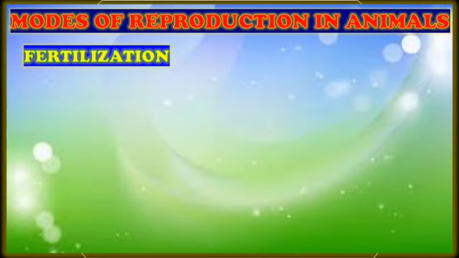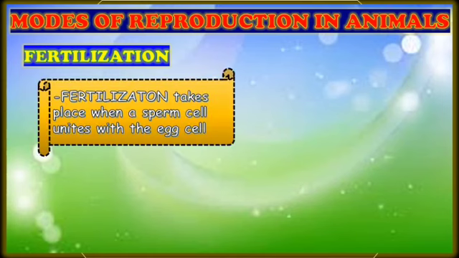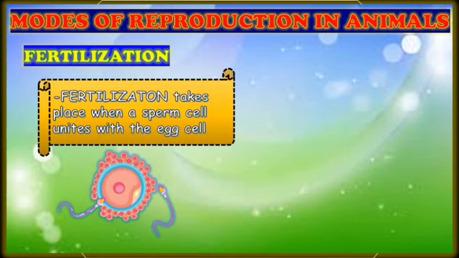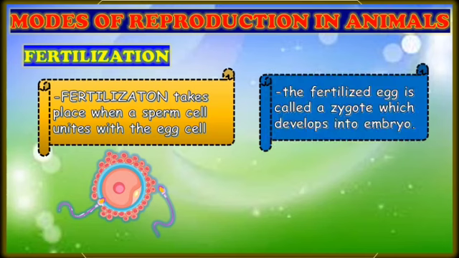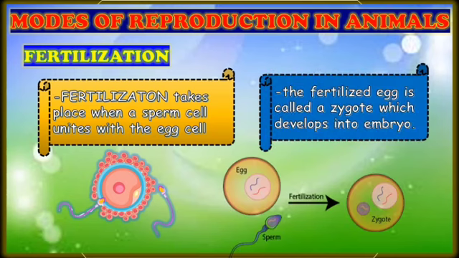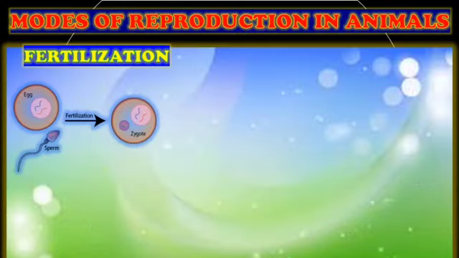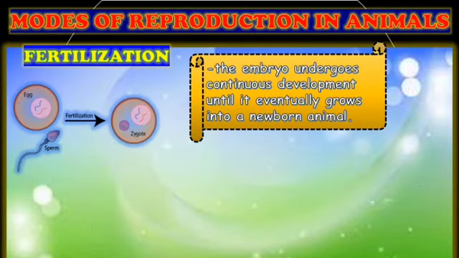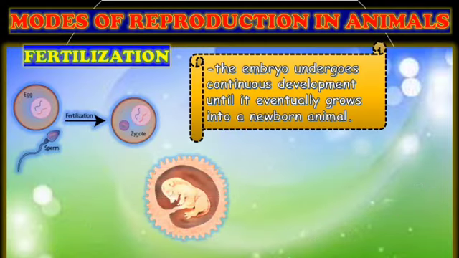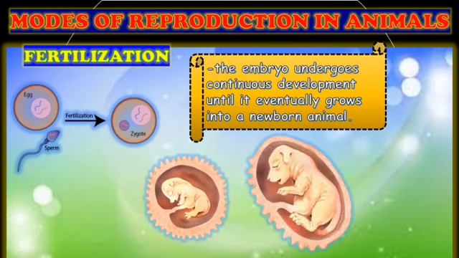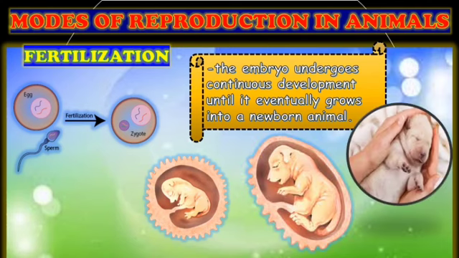So how does fertilization occur? Fertilization takes place when a sperm cell unites with an egg cell. The fertilized egg is called a zygote, which develops into an embryo. The embryo undergoes continuous development until it eventually grows into a newborn animal.